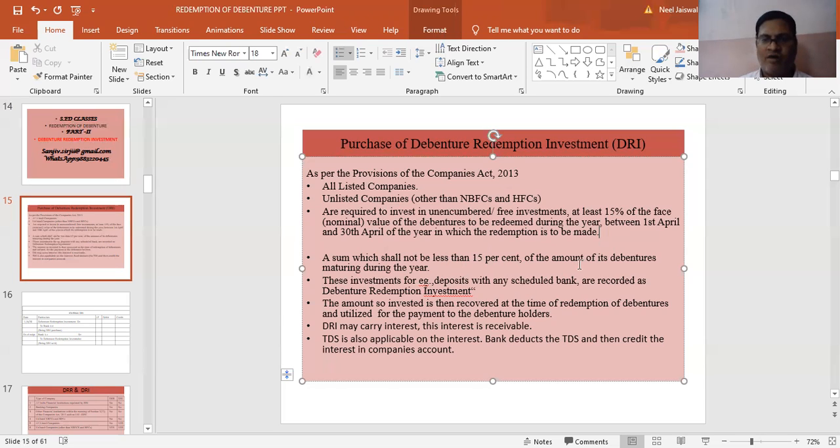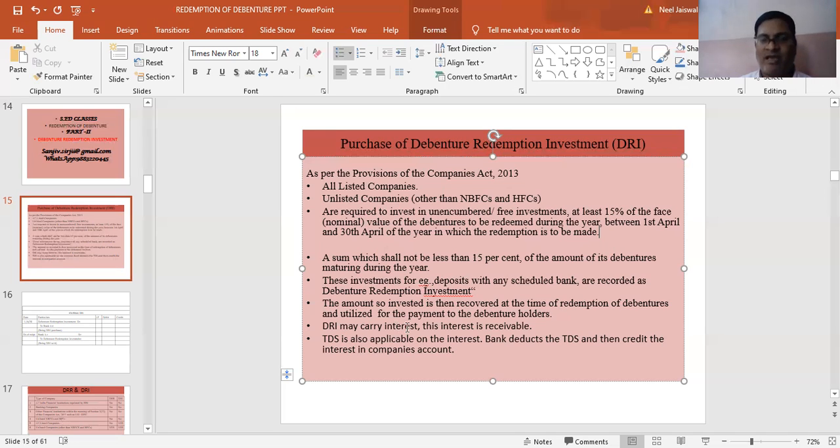Now, how much? 15% of the amount of debentures maturing during the year, that needs to be paid during the year. This investment, for example deposits, is made in a scheduled bank under debenture redemption investment. The amount so invested is then recovered at the time of redemption of debentures and utilized for payment to the debenture holders. At the time of redemption, the company sells this debenture redemption investment, gets the money and uses that money to redeem the debentures.